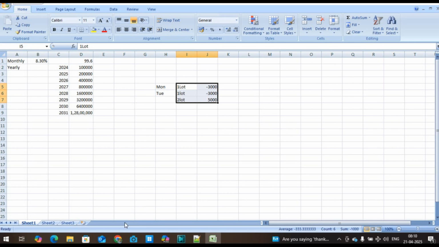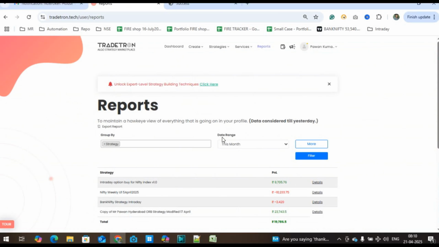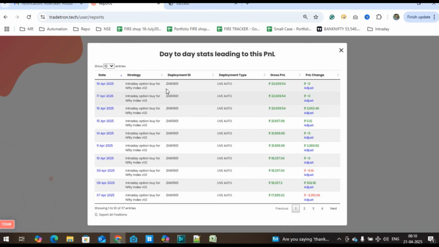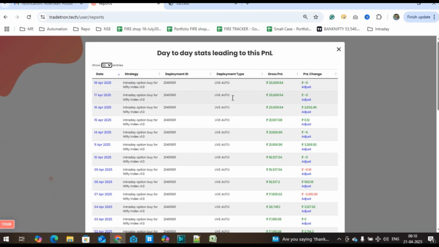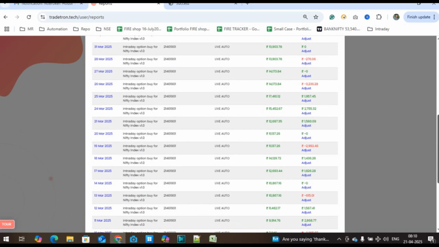So if you see the same thing, let's consider last month, or let's consider all this year, because I started with real money recently. So let me show you. For example, if we consider last month, let's say 100. You see how I recovered the things.